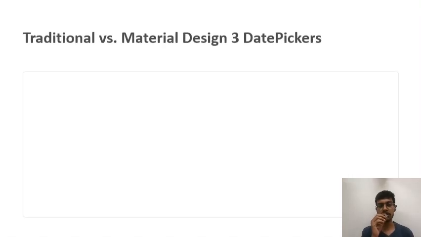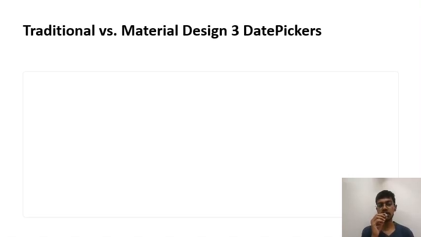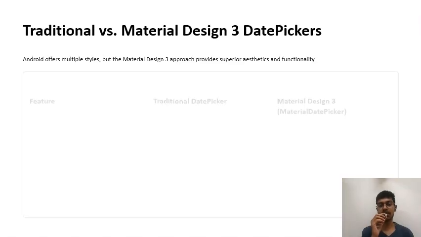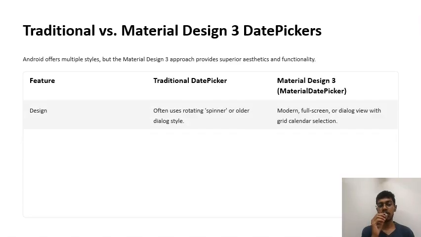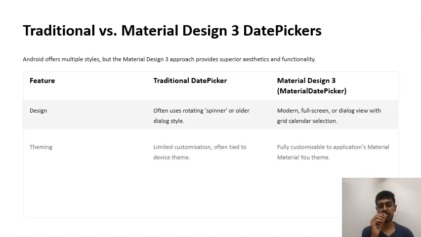Now we're going to see the differences between traditional and Material Design 3 date pickers. Android offers multiple styles, but the Material Design 3 approach provides superior aesthetics and functionalities. So we will go by the features. The first feature is design. The traditional date picker often uses a rotating spinner or older dialog style, while the Material Design 3 Material Date Picker uses a modern, full screen or dialog view with grid calendar selection.